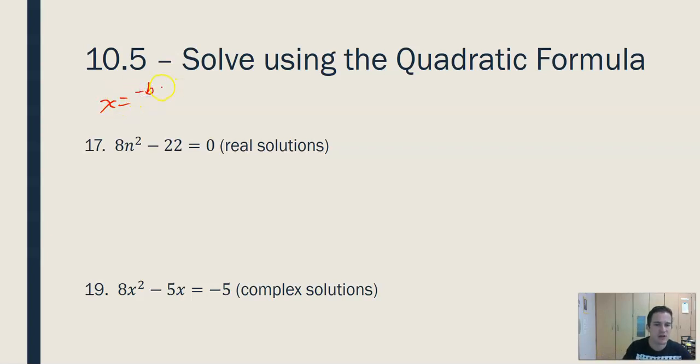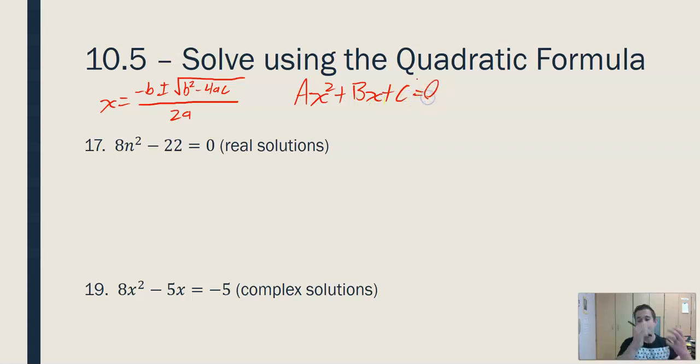So my quadratic formula is negative b plus or minus the square root of the discriminant, b squared minus 4ac, all over 2a. And that, again, is when I have a quadratic expression in standard form, or looking like this, ax squared plus bx plus c equals 0. Okay, this is number 17 off of your review worksheet. This answer is going to have real solutions. We've talked about using the quadratic formula when there's real solutions and complex solutions. So this one's going to have real solutions.